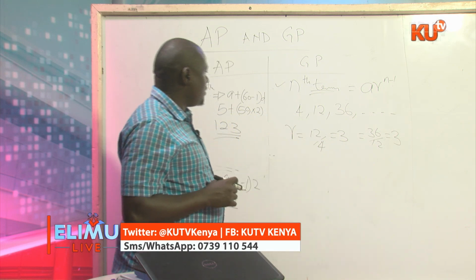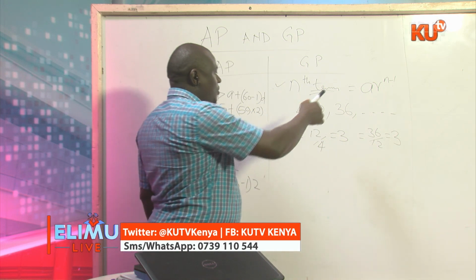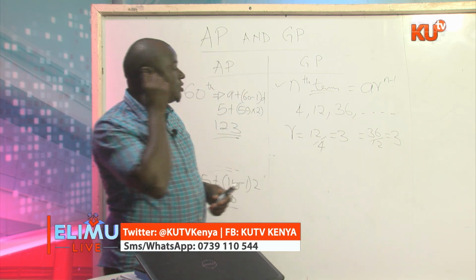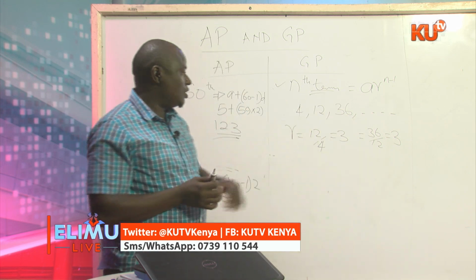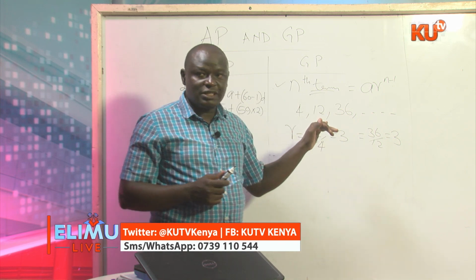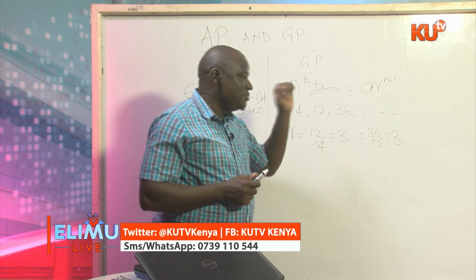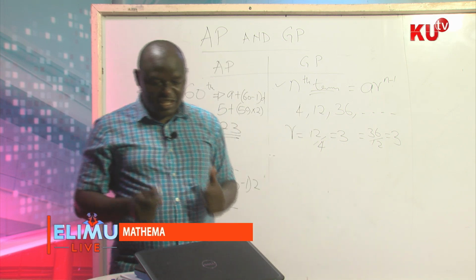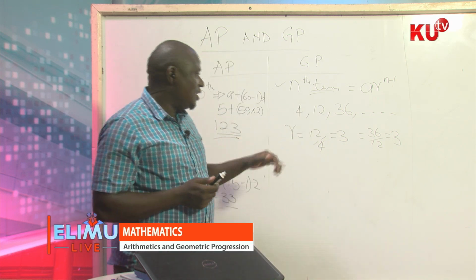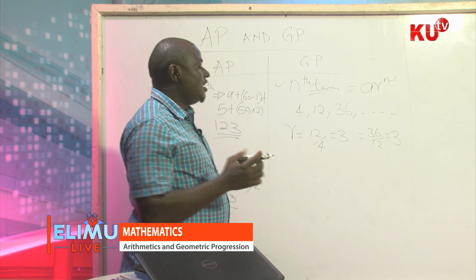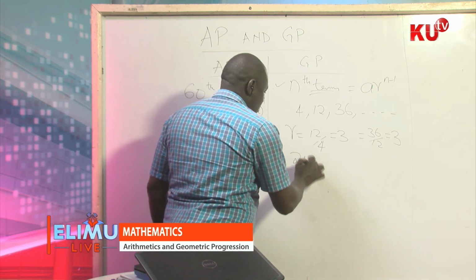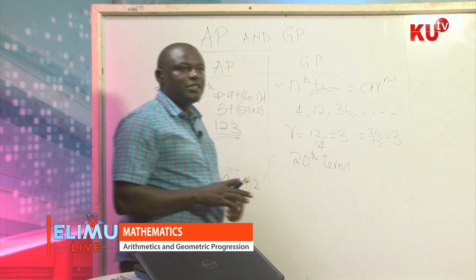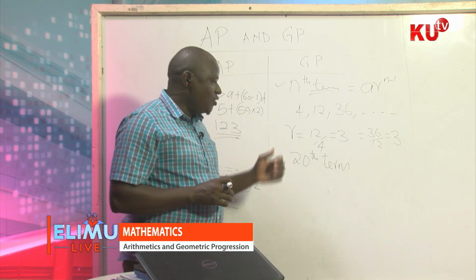Now, having said that, I want us now to consider the usage of nth term. Suppose in this sequence, I told you this is a sequence, it's not a series, and this is a GP because we have seen it has a common ratio. Now, suppose somebody asked us how to get the 20th term. How do we go about it?